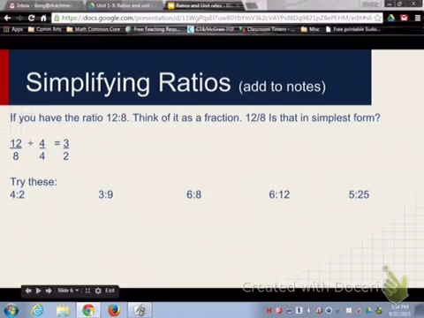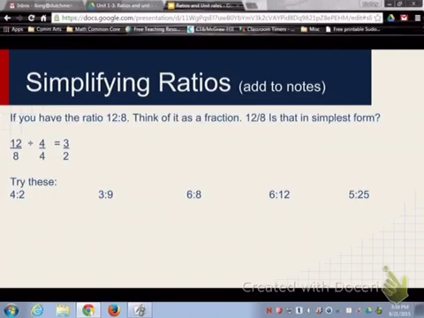Now, your ratios might not always be in simplest form, so we also need to look at simplifying our ratios. If you have the ratio 12 to 8, think of it as a fraction. So 12 over 8. Is that in simplest form? No, we can simplify that. So we have to think what number will go into both 12 and 8 evenly. In this case, 4 will. So we divide top and bottom by 4. So 12 divided by 4 gives us 3, and 8 divided by 4 gives us 2. So the simplified ratio for 12/8 is 3/2.